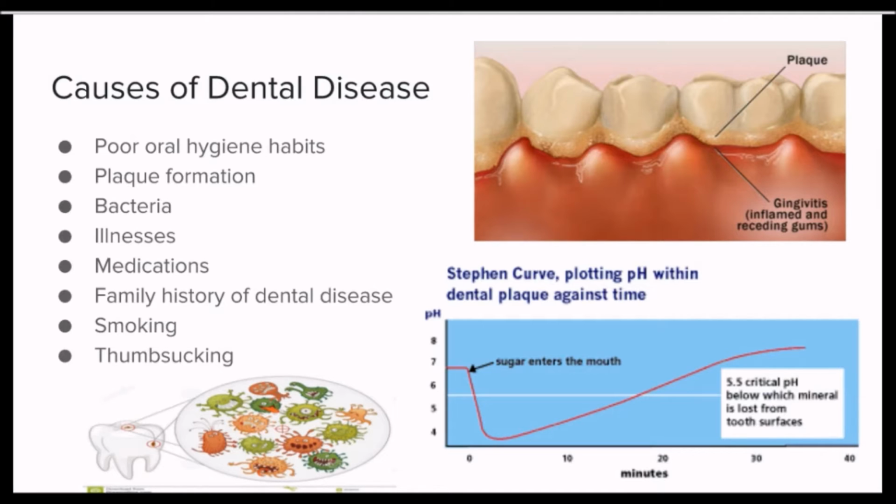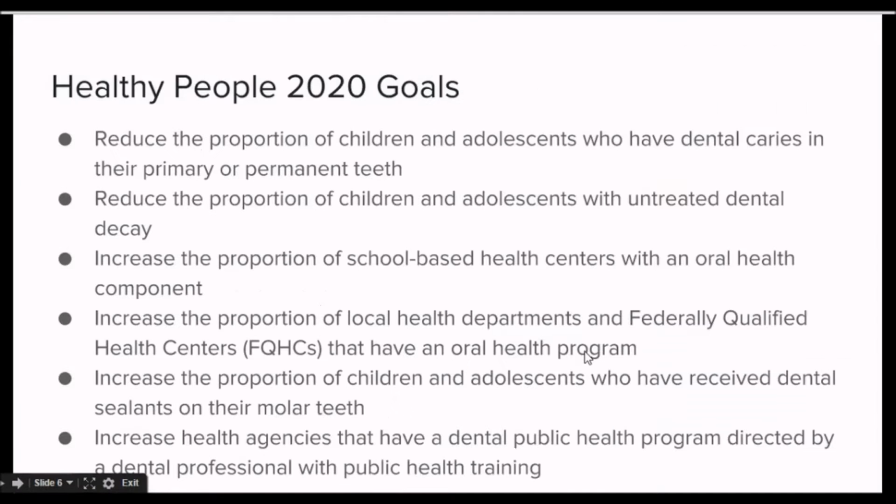And then also family history. Some families, some people just tend to get more dental diseases if their other family members had it. Smoking, obviously the smoke can damage the teeth and gums, and thumb sucking can cause misalignment if children keep doing it.